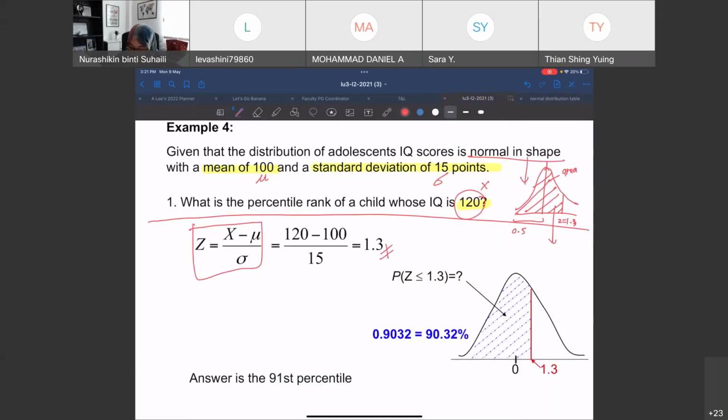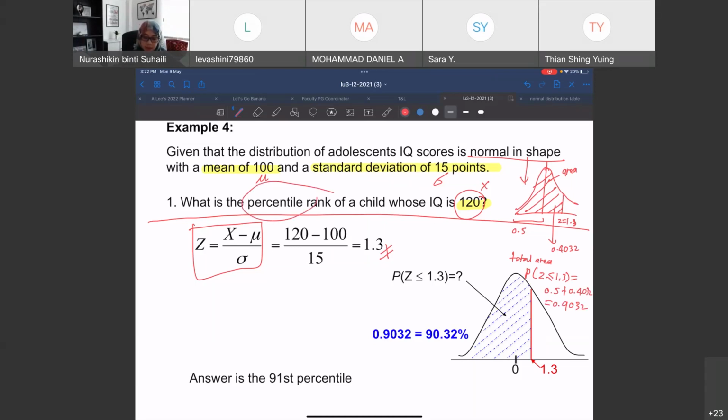0.4032. So this one is 0.4032. When we talk about total area enclosed or probability, it is the same. P(Z less than or equal to 1.33) is equal to 0.5 plus 0.4032, which is 0.9032. So this one is not yet the answer because this is in decimal, isn't it?